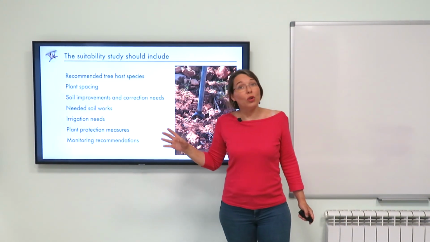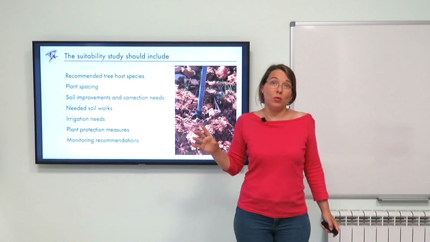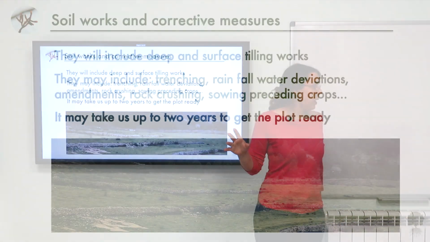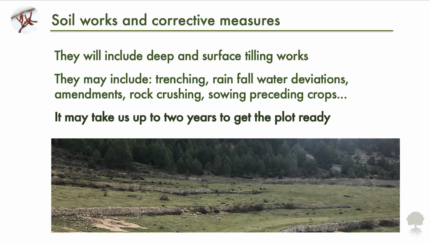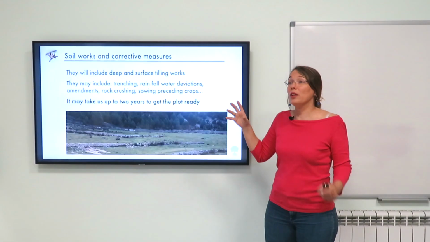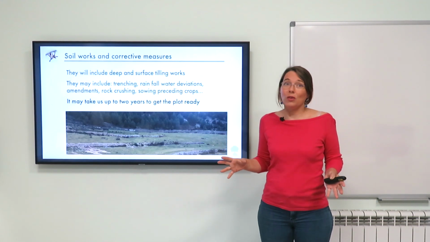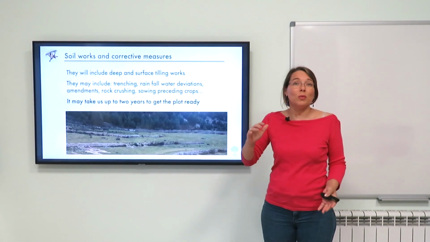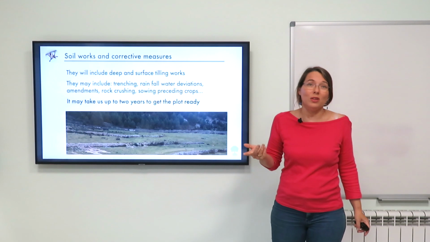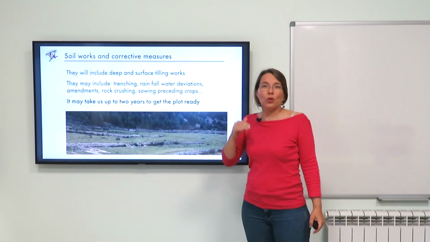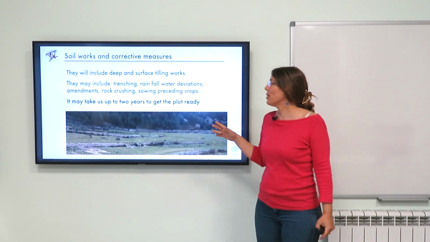And then if you need to monitor things, and which things they recommend you to monitor. Okay, soil works. They will include, for sure, deep tilling, subsoiling. You're going to do fruit tree plantation, so they need to be able to establish the roots deep. Whatever you have done before is always going to have to be at least 50, 60 centimeters deep, about 2 feet. You're going to have to do soil works at least to that depth.